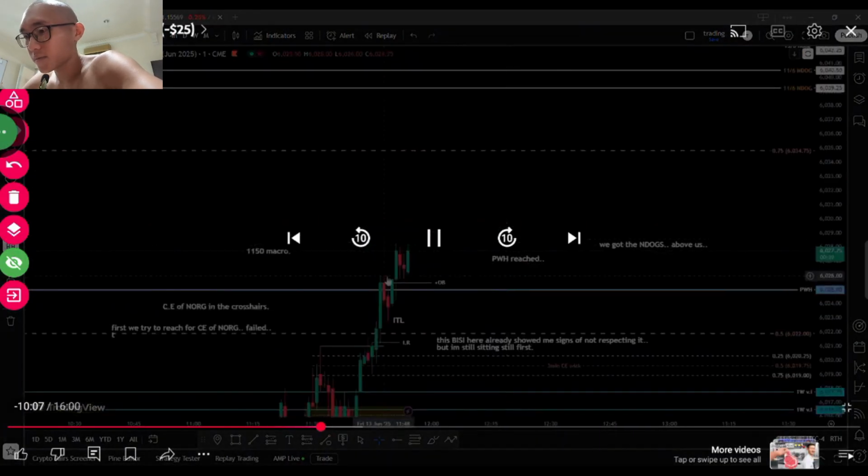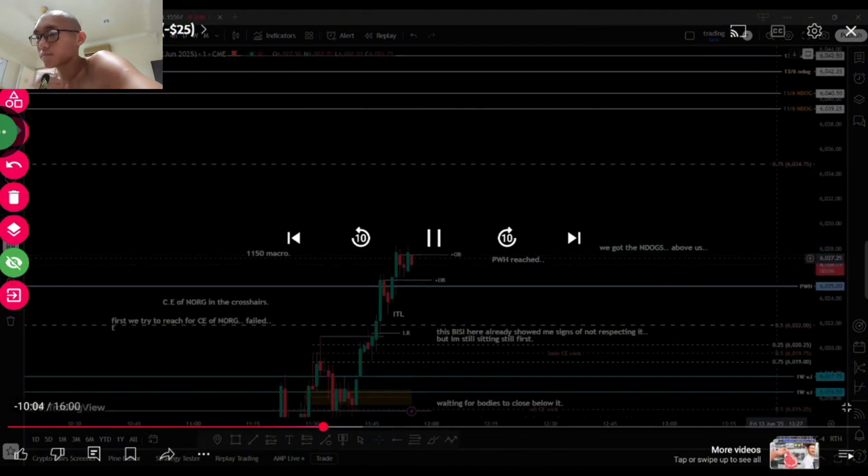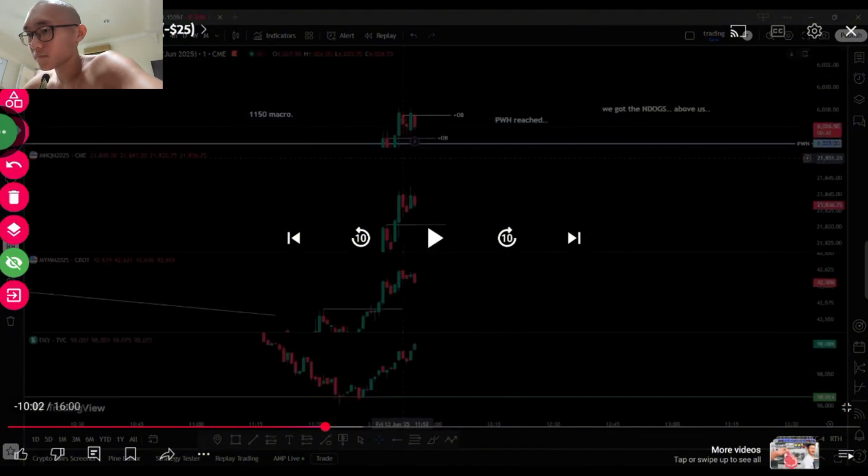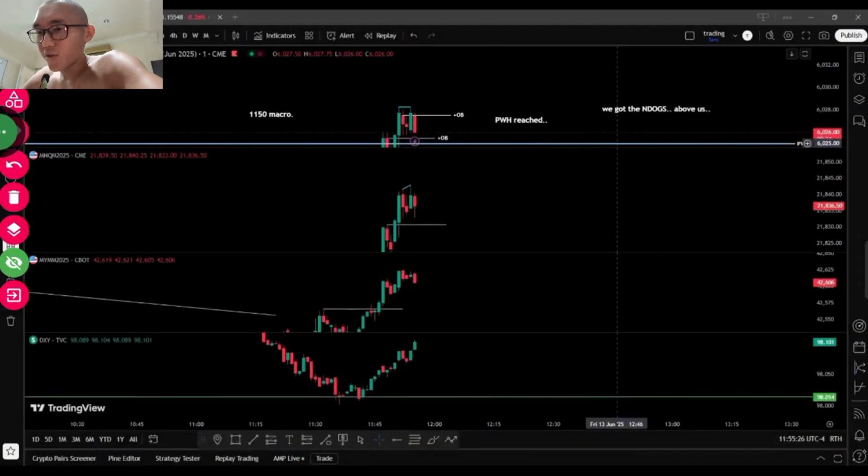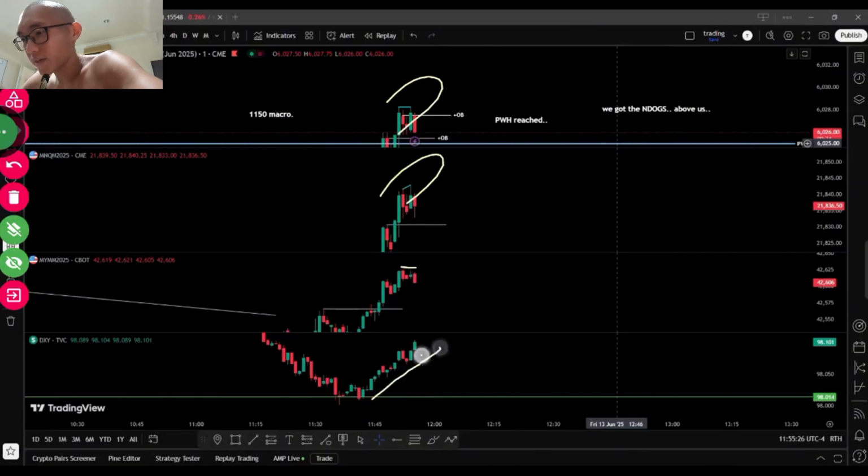It seems like we have an SMT. Okay, just a small tiny one. Nasdaq formed a higher high when S&P equal highs, and Dow seems like a lower high. And now as dollar starts going higher, potentially right now we can start expecting lower prices.